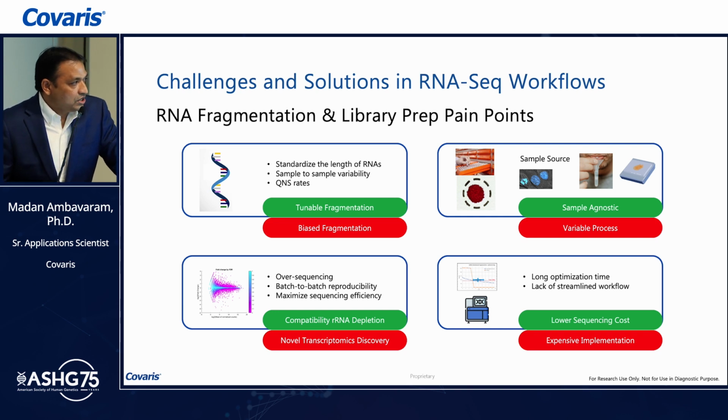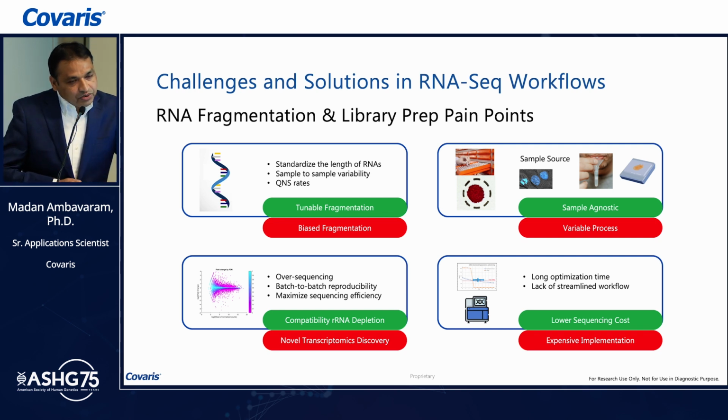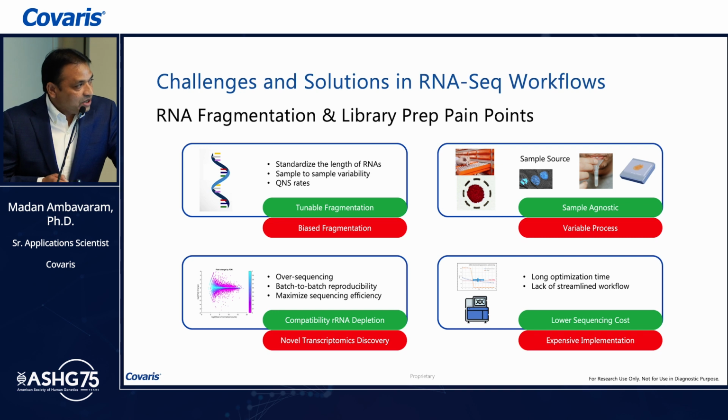And also speaking about implementation. For example, using non-AFA based applications takes a long optimization time, which is more challenging considering the sample quality in clinical samples, and also there is a lack of streamlined workflow. Since we are talking about high throughput solutions at larger scale, optimizing sample to sample is really tedious and takes more time. Translating all these solutions significantly saves cost. That is what we are offering at Covaris.